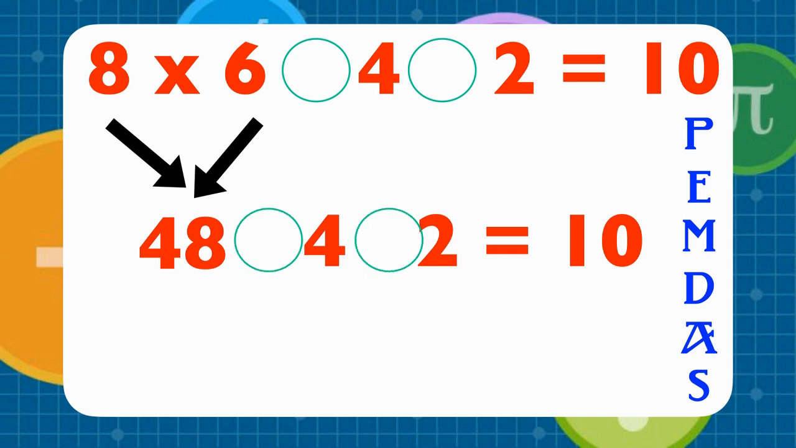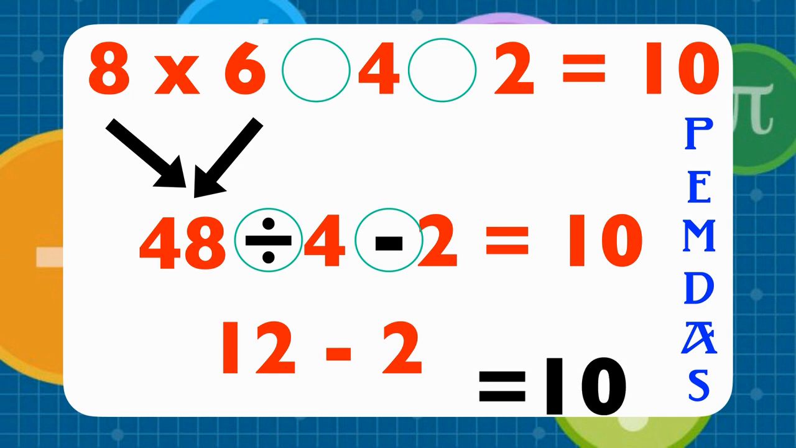48 and 4 and 2. What can we do with that to give us a product or an answer of 10? I think we should divide 48 by 4 and take away the 2. Why? Because when we divide 48 by 4, we get 12. And when we take 2 from 12, we get 10. Our brain's in overdrive now, hey?